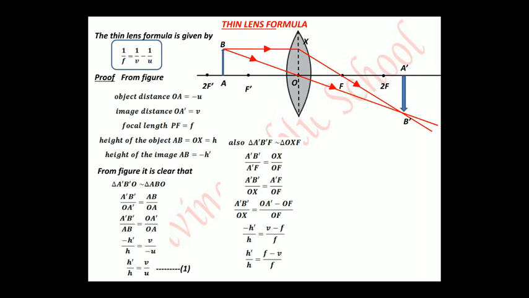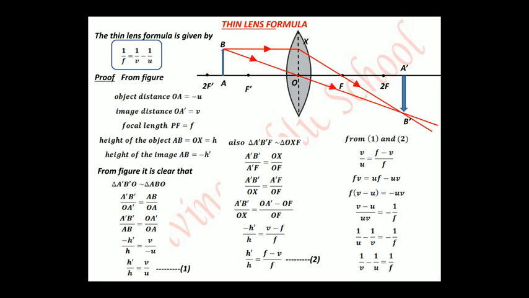Now put the values. A'B' is minus h', OX is h, OA' is v, minus f upon f. Now if we adjust the minus sign from the left hand side to the right hand side, we are going to have h' upon h is equal to f minus v upon f. Let this be your equation number 2. Now in equation number 1 and equation number 2 we can see the left hand side is same, so the right hand side should also be same. So from 1 and 2 we are going to have v upon u is equal to f minus v upon f. By cross multiplying we are going to have fv is equal to uf minus uv, or uf is transferred to this side, so we are going to have f in bracket v minus u is equal to minus uv.